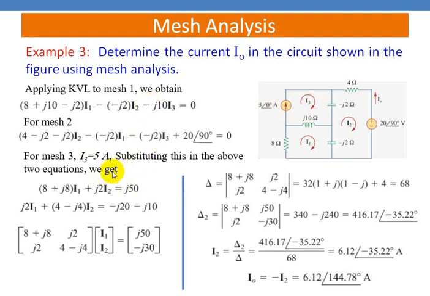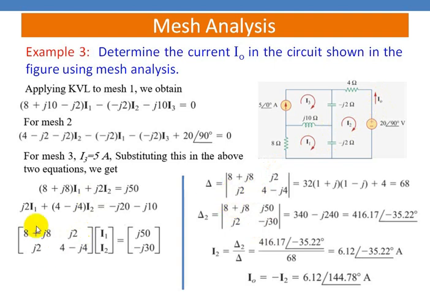Now the two equations become like this. The first one becomes (4 plus J8) into I1 plus J2 I2 equal to J50. The second one is J2 I1 plus (4 minus J4) into I2 equal to minus J20 minus J10. So put it in the matrix form. Now since you are asked to find I0, if you find I2, that is enough. So if you want to find I2, you have to find del 2 and del.